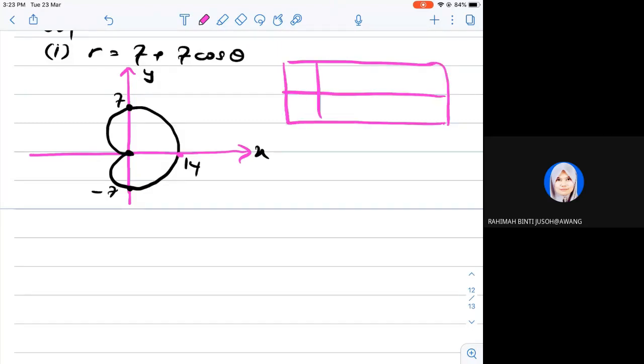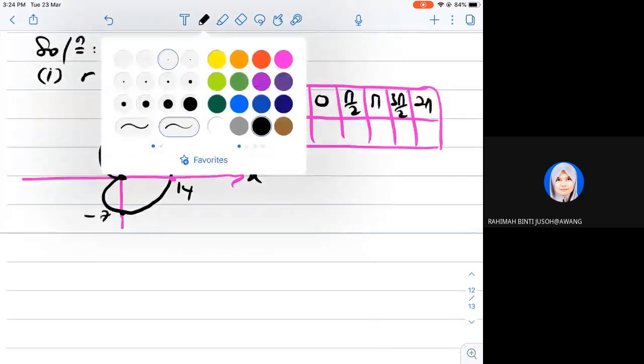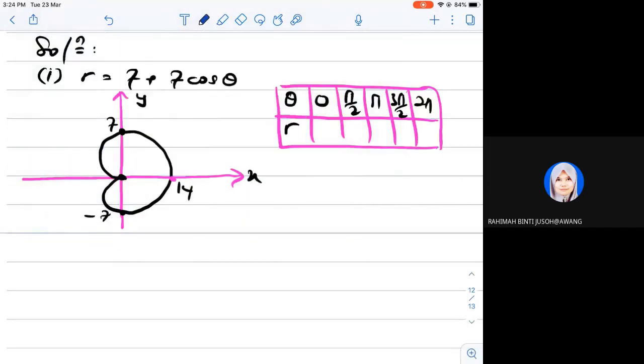Alright, saya nak you kira ni. 1, 2, 3, 4, 5. So we have angle 0, pi over 2, pi, 3 pi over 2 and 2 pi. So R. Okay guys, so now when angle equals to 0, you kena gantikan dalam equation ni. Gantikan theta ni equals to 0. So 7 plus 7 cos 0. When theta equals to 0, R equals to 7 plus 7 cos 0.